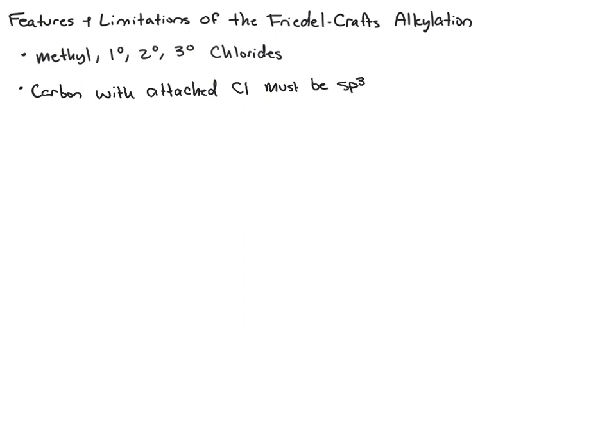Again, we're talking about the alkylation. So, for example, if you have an sp2 carbon, like we have right here, that's not going to work in the Friedel-Crafts alkylation. If we have a triple bond with an sp hybridized carbon-chlorine bond, that's not going to work. You need an sp3 hybridized carbon here. Now, it doesn't matter if you could potentially have an sp2 carbon somewhere else, but the carbon bonded to the chlorine must be sp3.